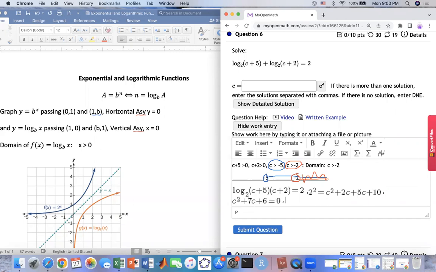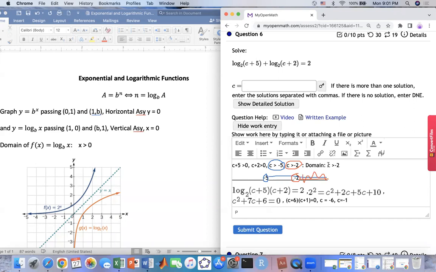Then you factor it out. I can factor this as (c + 6)(c + 1) equals 0. Therefore, c equals -6 and also c equals -1. Those are the two answers.